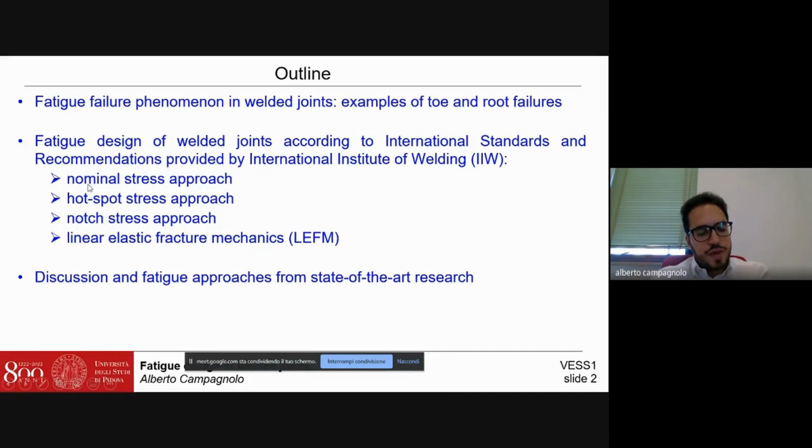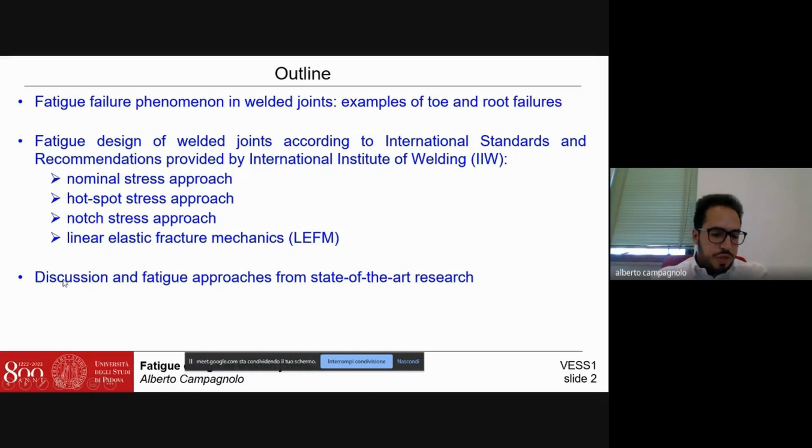The first one is that based on the nominal stress approach. The second one is the hotspot stress approach or structural stress approach. The third one is the notch stress approach, and the last one is that based on the linear elastic fracture mechanics and the integration of the Paris law.